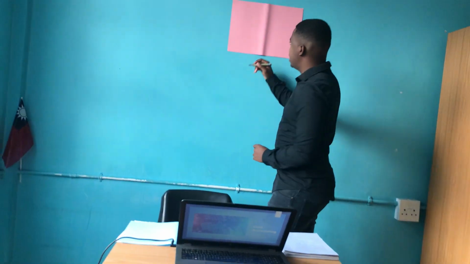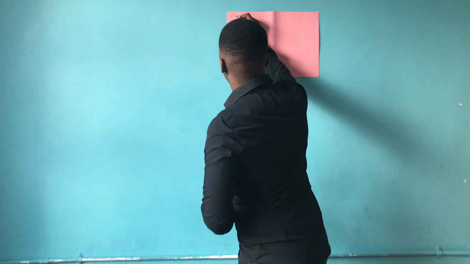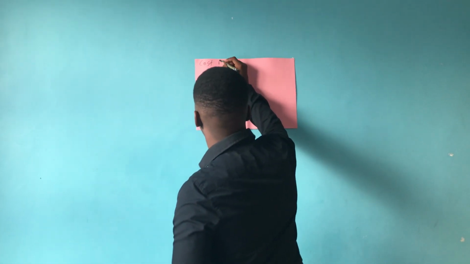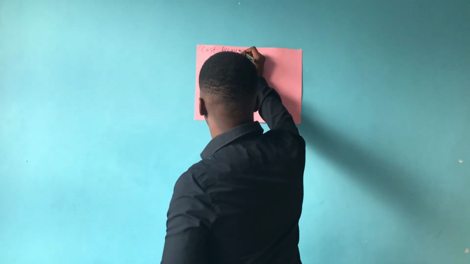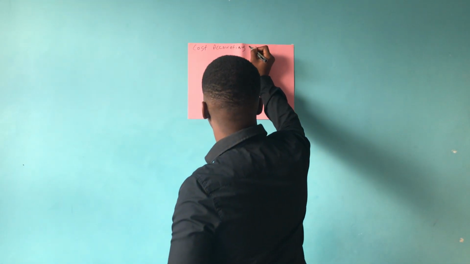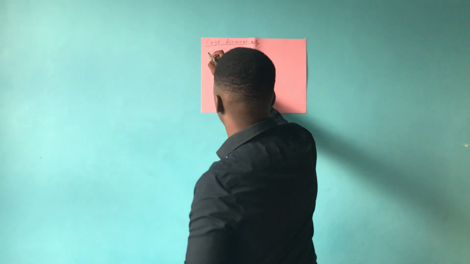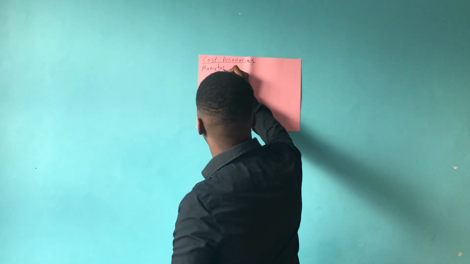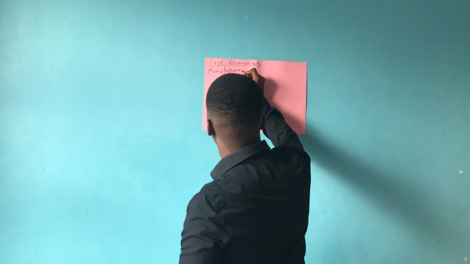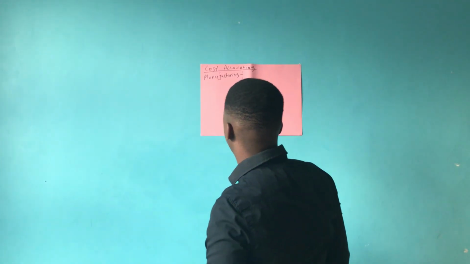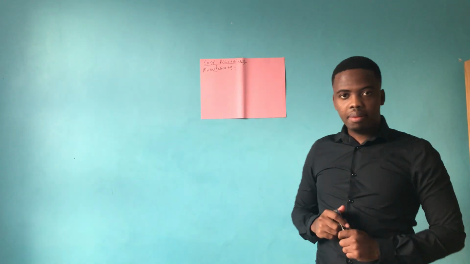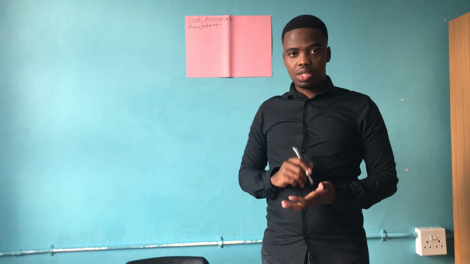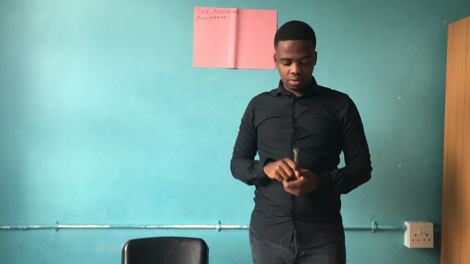So look here. We're talking about cost accounting and manufacturing. Okay, now we come in. In manufacturing, we have costs. In a business, we have costs. In a manufacturing business, we have costs.